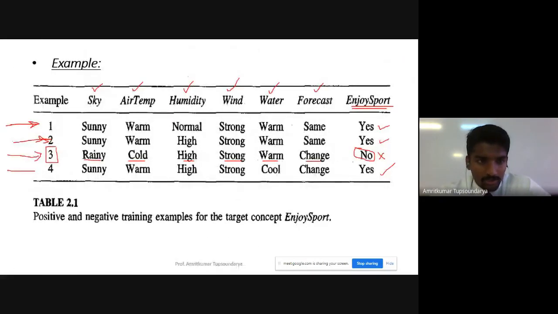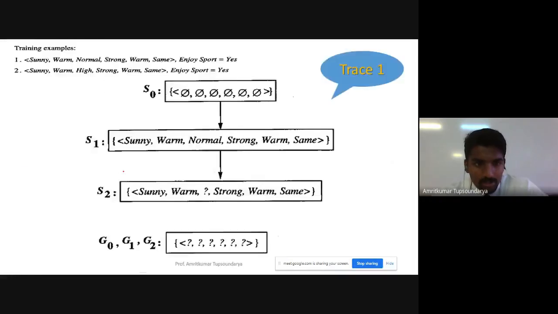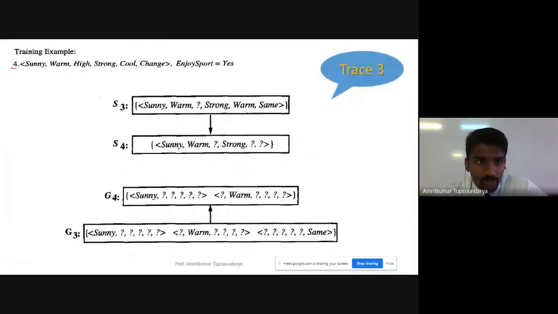So ultimately we come up to the fourth training example, which is again a positive training example. Yes, right. So what do we see in the fourth training example? Let me show you on the slide. When we encounter this fourth training example, which is a positive training example, we see sunny, warm, high, strong, cool, and change.